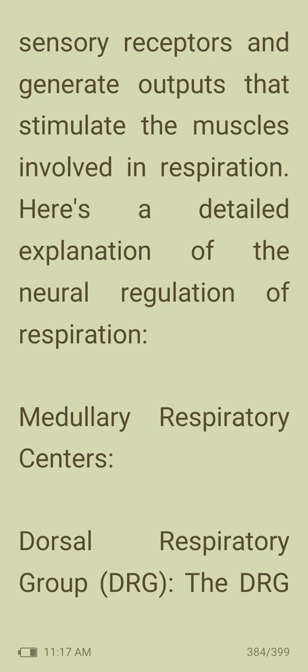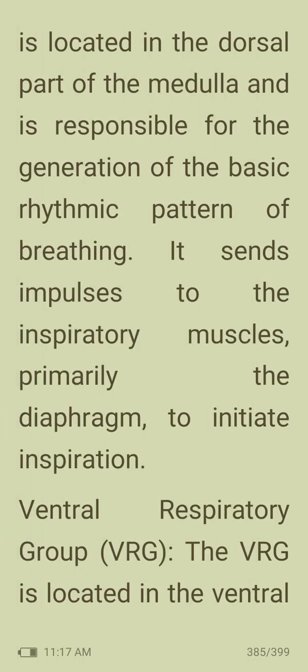First, medullary respiratory centers. Dorsal respiratory group or DRG. It is located in the dorsal part of the medulla and is responsible for the generation of basic rhythmic pattern of breathing. It sends impulses to the inspiratory muscles, primarily the diaphragm, to initiate inspiration.